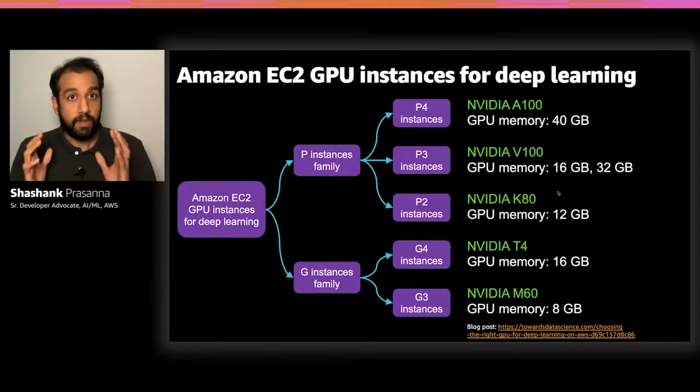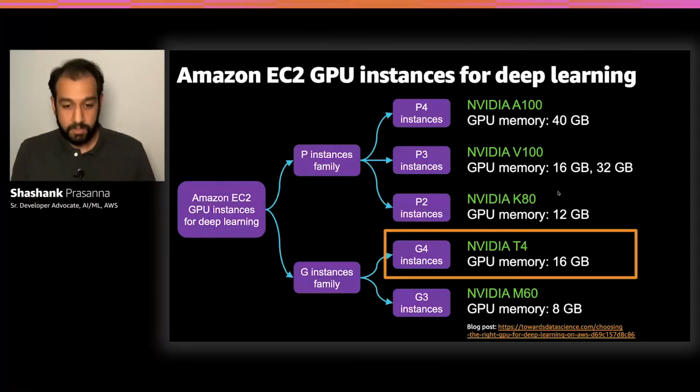When it comes to inference deployment, the best instance on the cloud in terms of performance and cost efficiency tends to be the NVIDIA T4 GPU, which is part of the G4 instance type. If you want a summary of all the different instance types on AWS, I've linked a blog post below. Feel free to check that out.